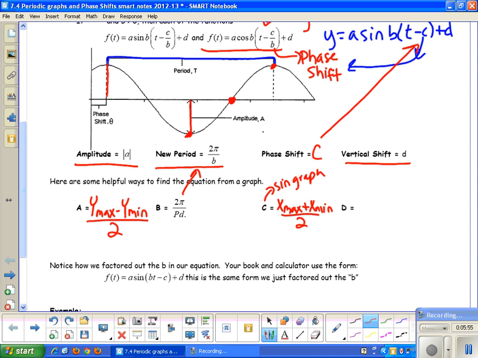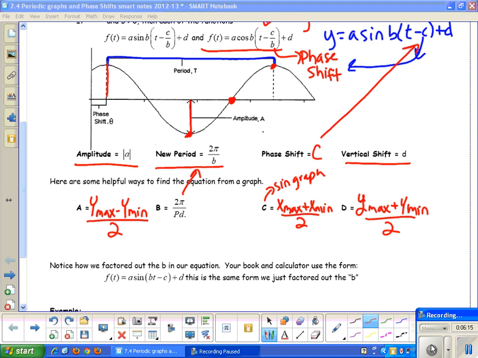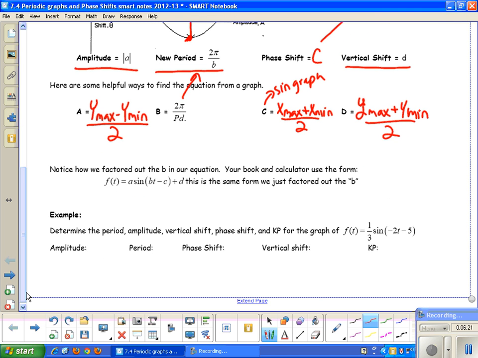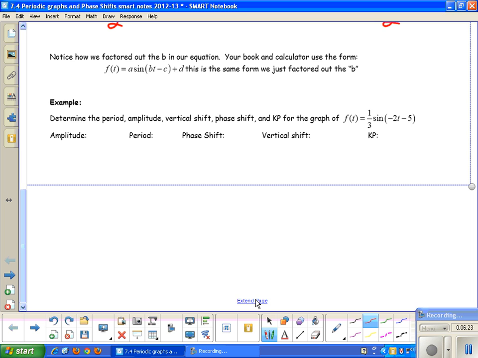And your d value is going to be your y maximum plus your y minimum, divided by 2, to give you your vertical shift that we have. So let's go ahead and do some examples of this. Determine the period, amplitude, vertical shift, phase shift, and key points for the graph of the given equation.